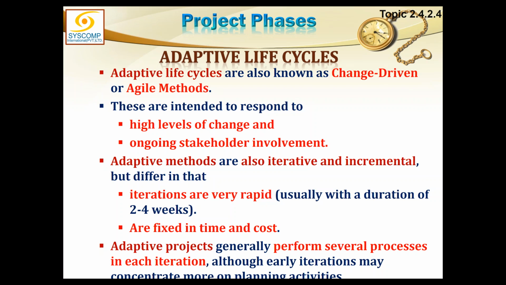Adaptive projects generally perform several processes in each iteration. Although early iterations may concentrate more on planning activities, naturally, whatever the project is, the earlier work would involve a lot of planning. So whatever the iterations, maybe your planning work itself is done in 20 iterations. It doesn't matter. Here we are not really bothered about the number of phases. So our iterations could be maybe 200 iterations. But the spotlight is on the current iteration.